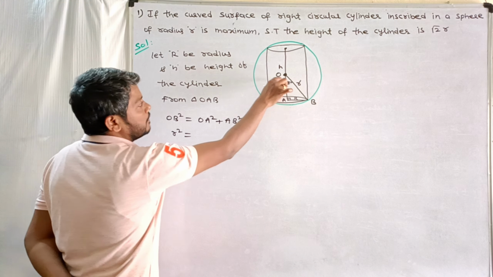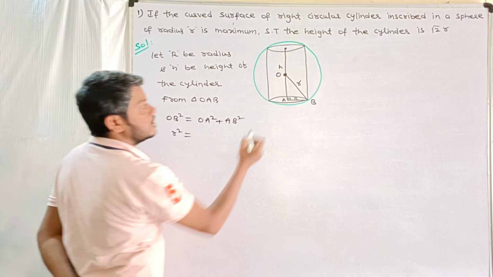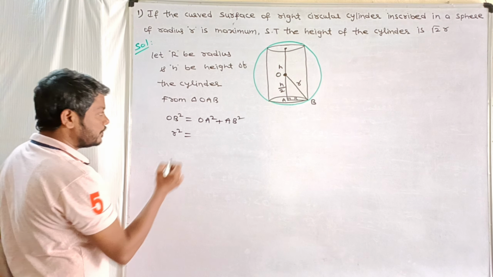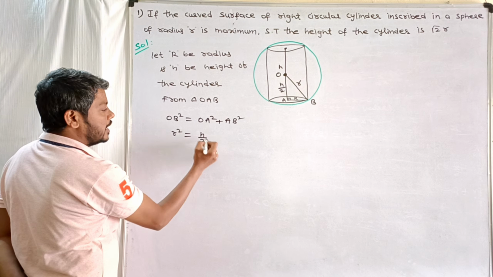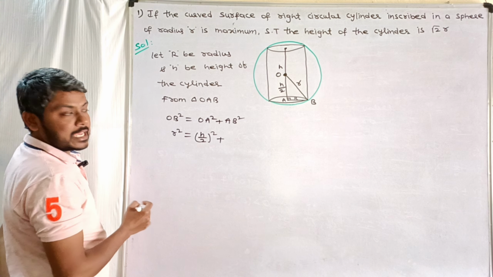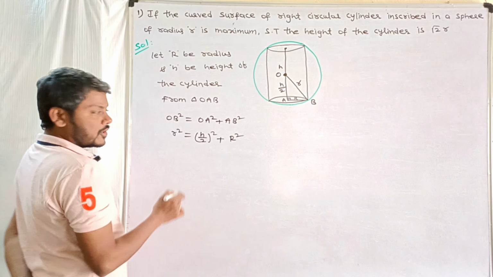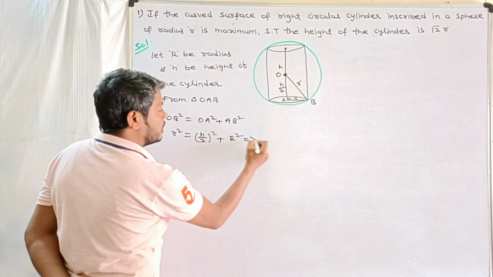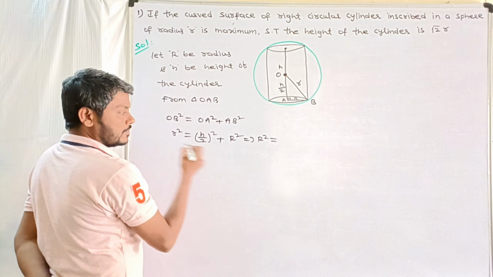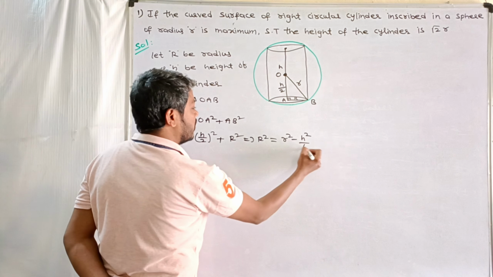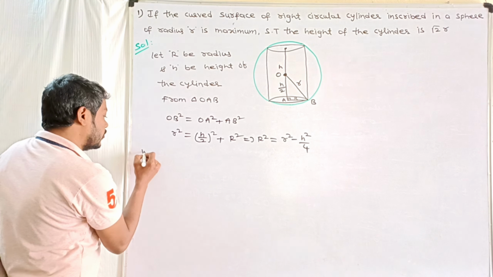And what is OA? Our total height is h, so this is half of the total, it is h by 2. Which means h by 2 whole square plus AB square. What is AB? Capital R, r square. So from this, what is the capital R square value? Capital R square is equal to small r square minus h square by 4.